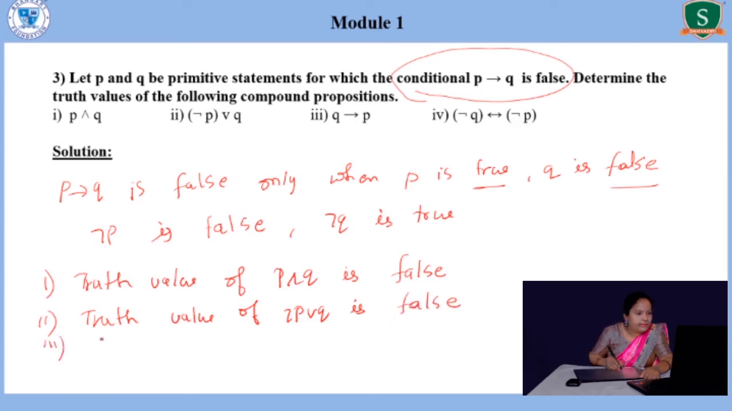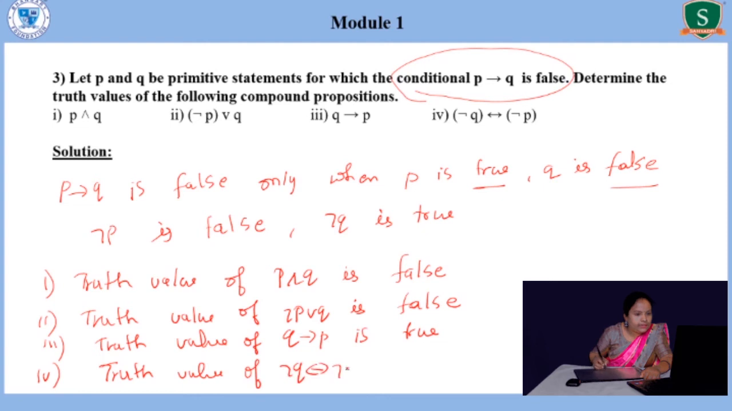Third one, truth value of Q conditional P is, what is Q value? Q is false and P is true. When it is false, true, then it is true. Next, fourth one, the truth value of negation Q conditional negation P is, what is negation Q is true and negation P is false. When it is true, false, then it is false. Okay.